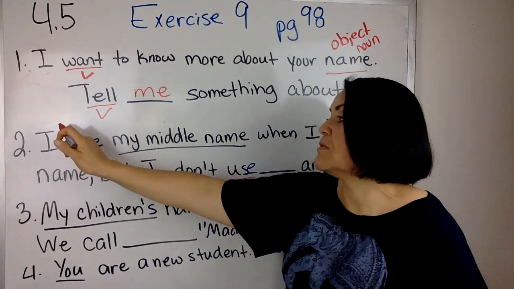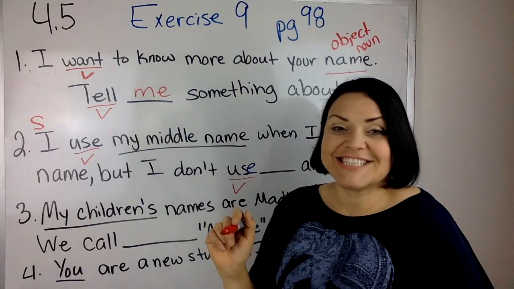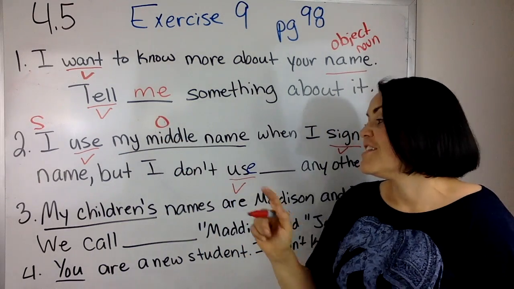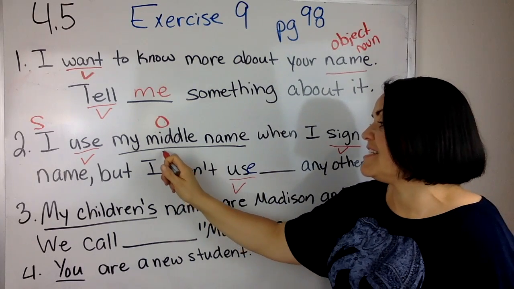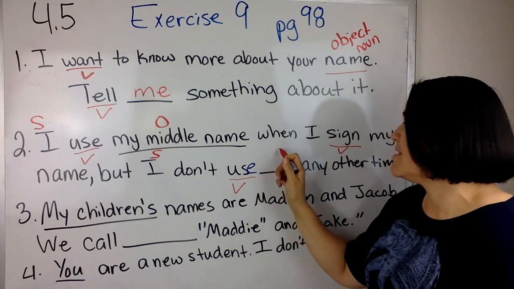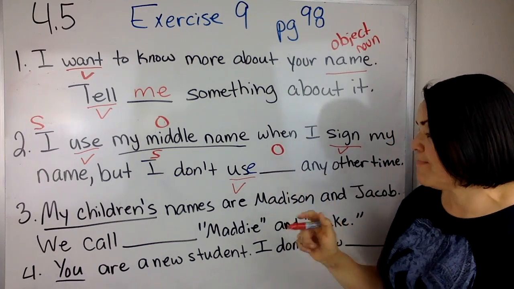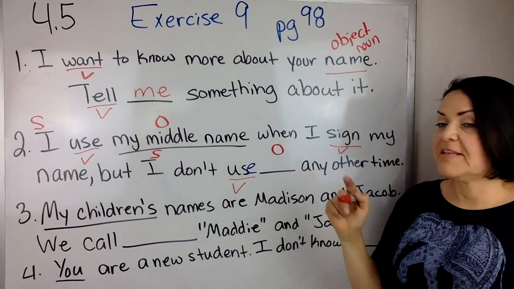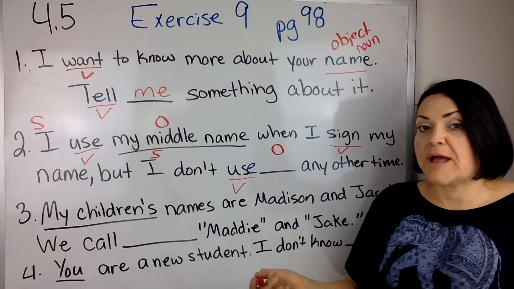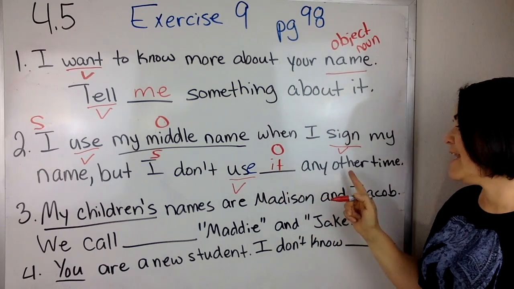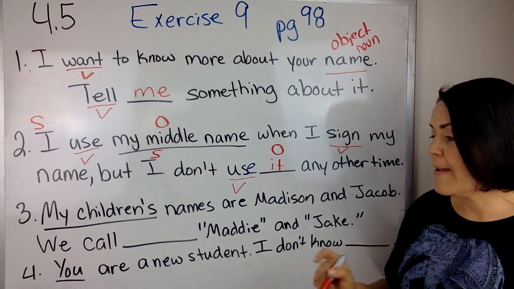So here we go. Subject, I'm going to put S. And I'm going to put object. So in this second sentence, this is subject, this is verb, this is object. I don't use my middle name. How can I make that an object pronoun? I don't use it any other time.